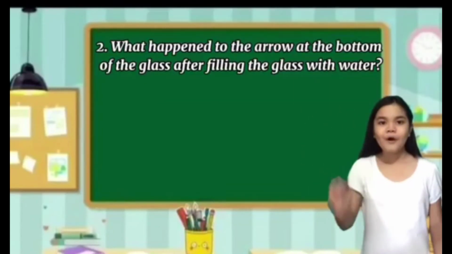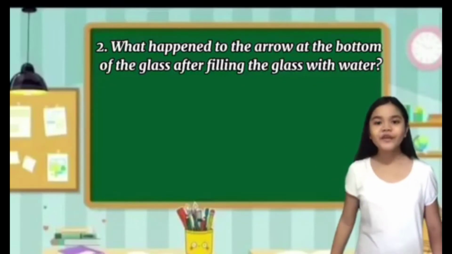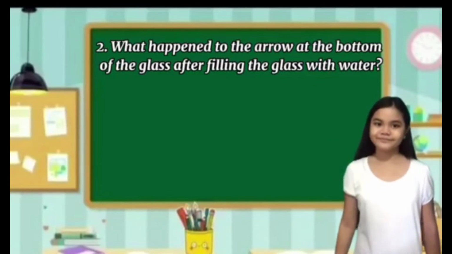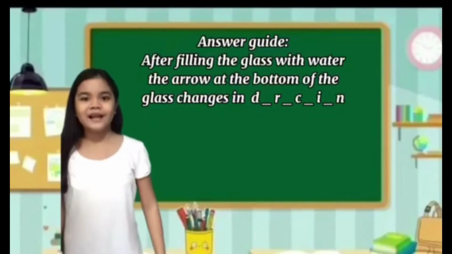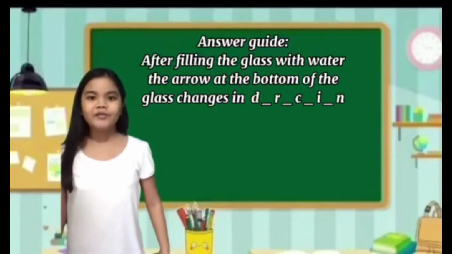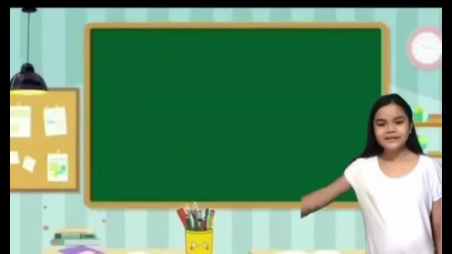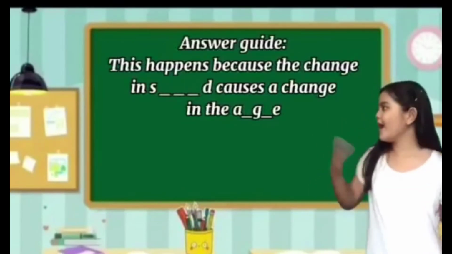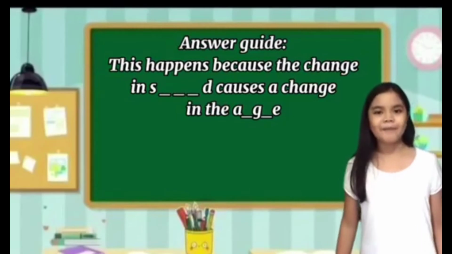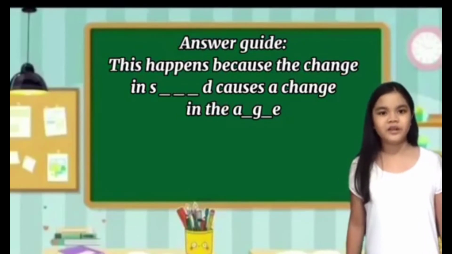Number 2. What happened to the arrow at the bottom of the glass after filling the glass with water? Answer guide. After filling the glass with water, the arrow at the bottom of the glass changes in blank. Number 3. Why did it happen? Answer guide. This happens because the change in blank causes a change in the blank.